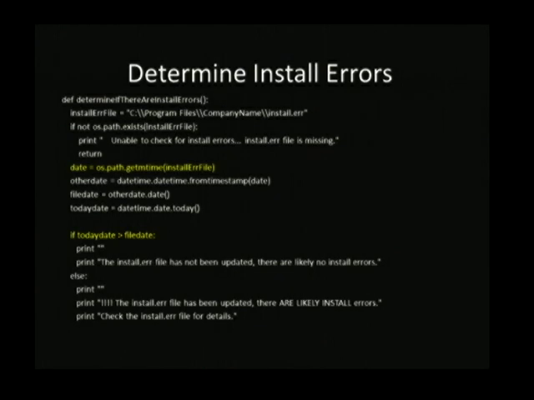I want to know if today's date is different than the file date. So if the file date and today's date are the same, then there's a good chance that it's been updated, and that there is a good chance that there are install errors. If today's date is greater than file date, then yes, it must have been updated several days ago, so I can assume that there were probably no errors today.